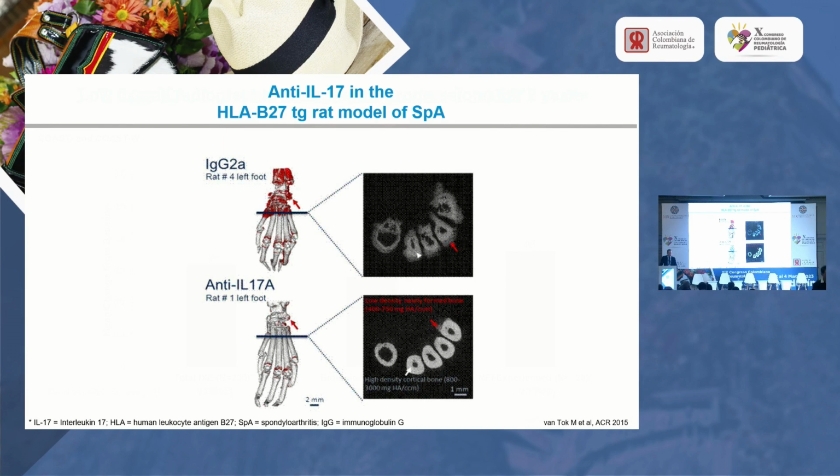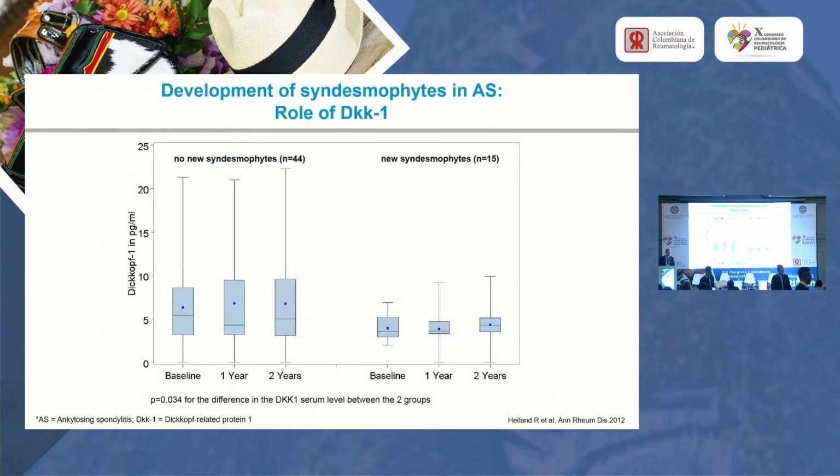So obviously, there is some hint that we do also a little bit of a disease modification. We stop this new bone formation overall. What happens in the humans, in the patients? We know that we have biomarkers that predict radiographic progression in ankylosing spondylitis.